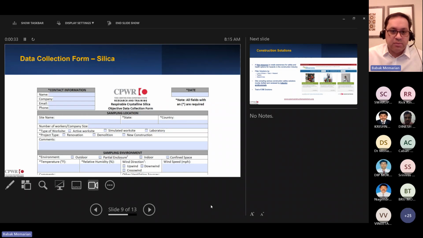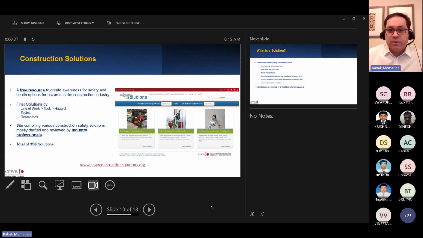What controls are available? So the next resource that we have at CPWR, we call it the Construction Solutions Database, that we developed back in 2010. But that was the time that I wasn't with CPWR yet. And my colleague, Chris Lee, manages this website under our program. The Construction Solutions Database is a collection of evidence-based resources for construction safety and health.